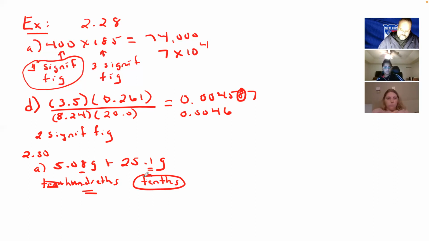So when I put these two into my calculator, 5.08 plus 25.1, I get 30.18, but since I can only go to the tenths place, I want to round using the 8, so I would come up with 30.2 grams.